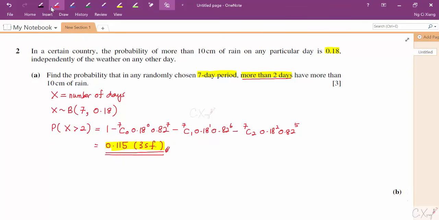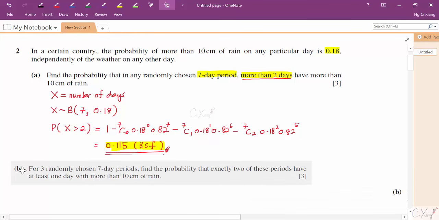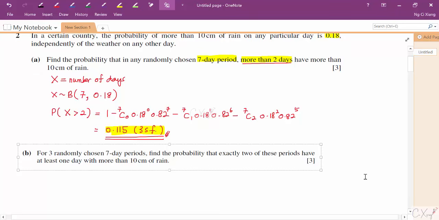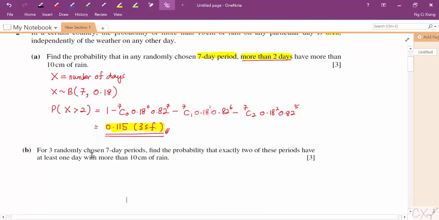Then now we can proceed to part B. For part B, we have 3 randomly chosen 7-day periods. Find the probability that exactly 2 of these periods have at least 1 day with more than 10 cm of rain. If you look at the structure of this question, it is a little bit complicated, where we have 3 7-day periods, and we want to find that exactly 2 of these periods.